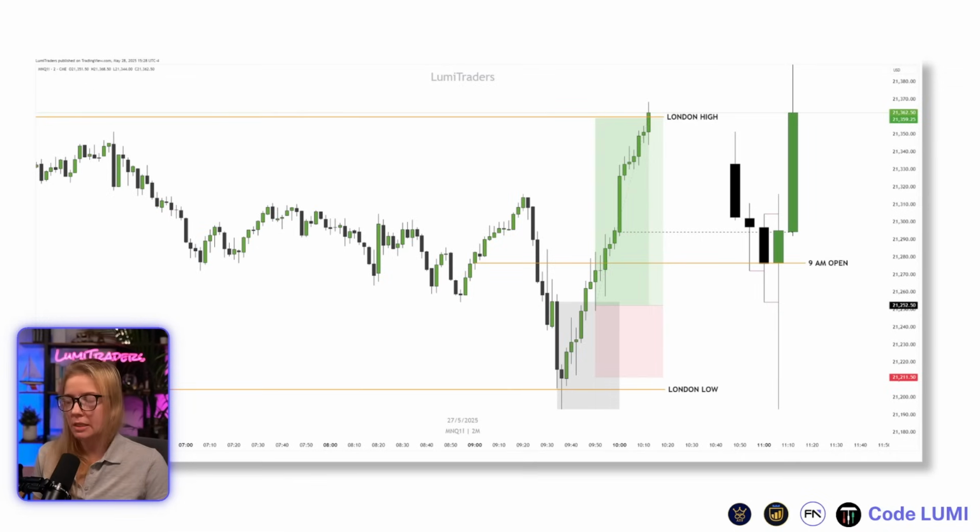Price traded down, took London low, and what happened? Yes, it offered SMT that day. It offered a 2-minute inversion fair value gap. It offered a 2-minute change in the state of delivery. Here's a note you can use.